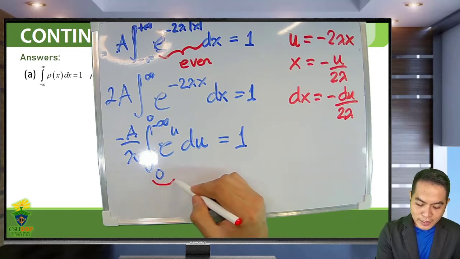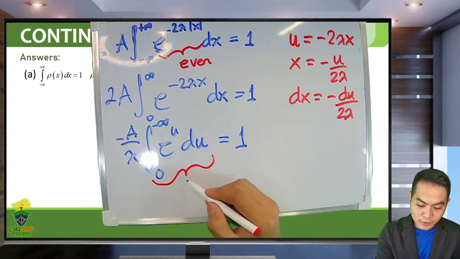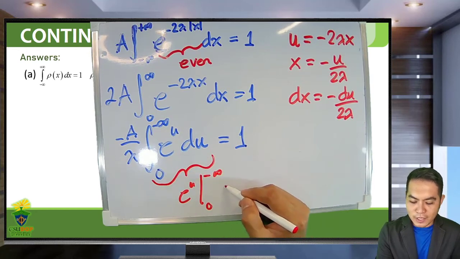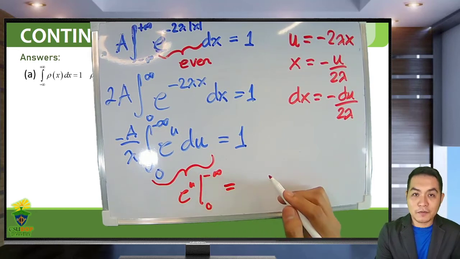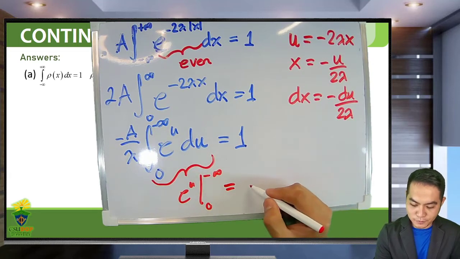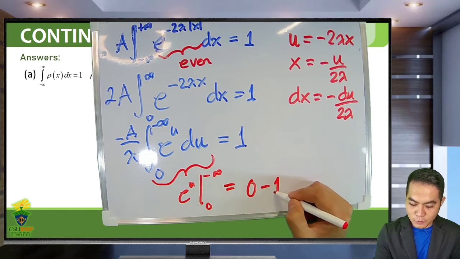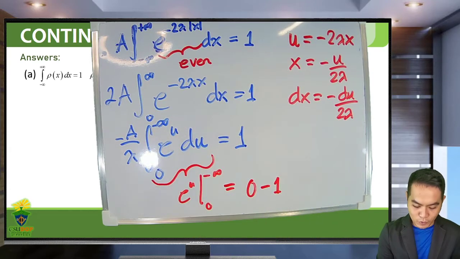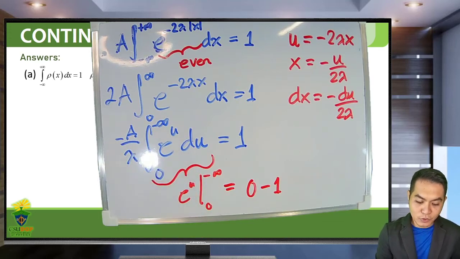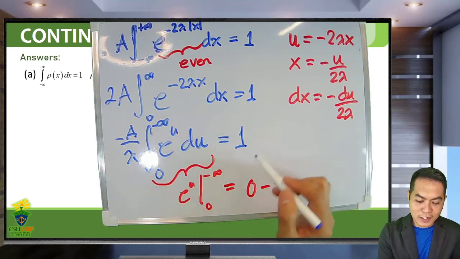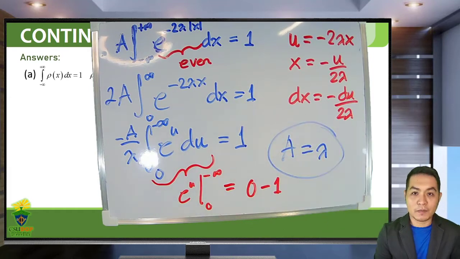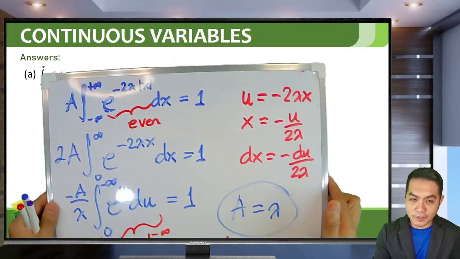So this integral, the integral of e to the u du, is just e to the u evaluated from 0 to negative infinity. e to the negative infinity is 1 over e to the infinity, or 1 over a very large number, which is 0. Then e to the 0 is 1. So essentially, this integral is negative 1. So negative 1 multiplied by negative 1. So this becomes a over lambda is equal to 1, and therefore a is equal to lambda. That is our normalization constant.